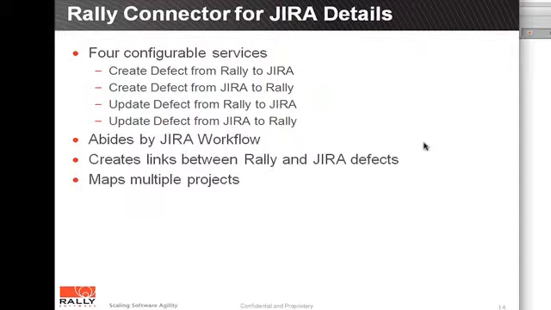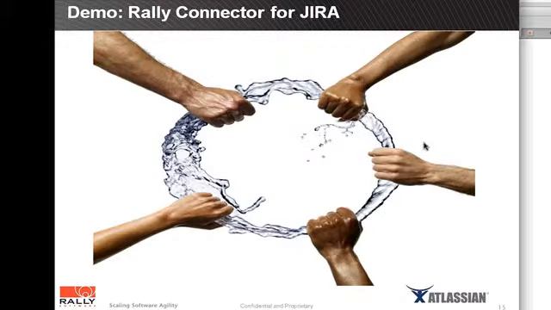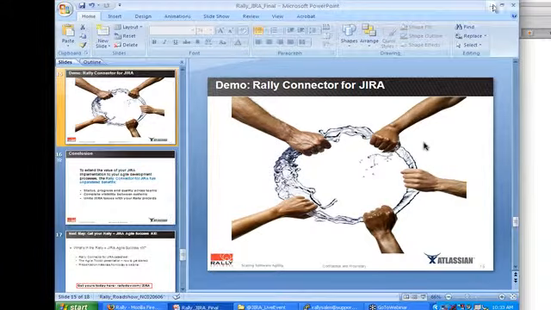And then we can map multiple projects. As I showed you, we have multiple projects in a hierarchy in Rally, and as you'll see and probably know from JIRA, there are multiple projects in JIRA, so we can take care of moving things between the right projects. So let me jump over here and show you a quick demo of the Rally connector for JIRA.